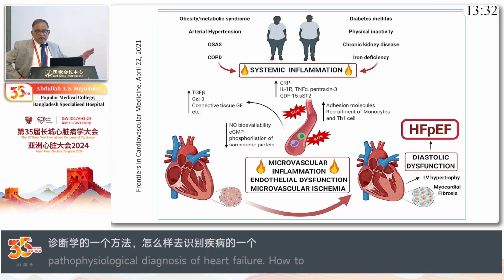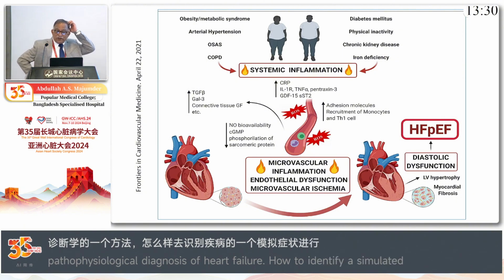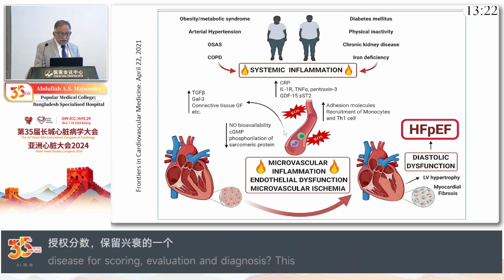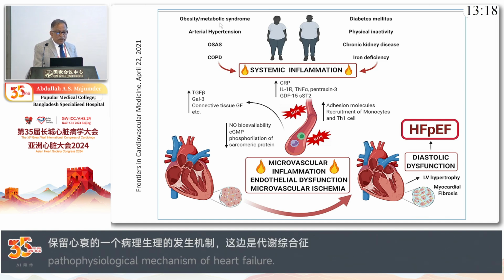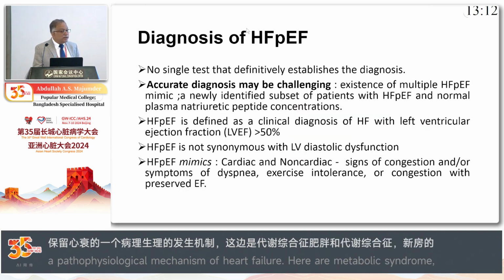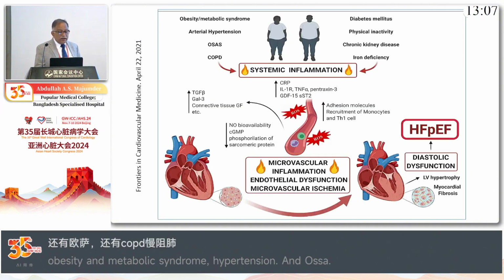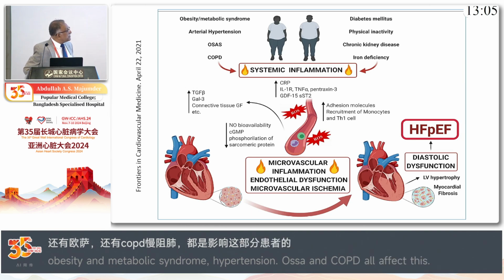This is the simplified form of the pathophysiology of heart failure with preserved ejection fraction. You see obesity and metabolic syndrome, arterial hypertension, obstructive sleep apnea syndrome, COPD, diabetes mellitus, physical inactivity, chronic kidney disease, and iron deficiency.